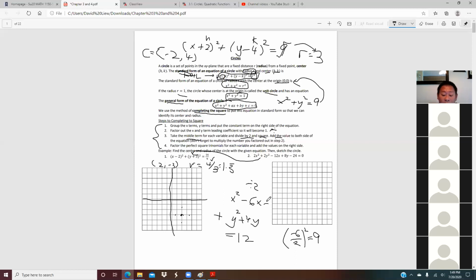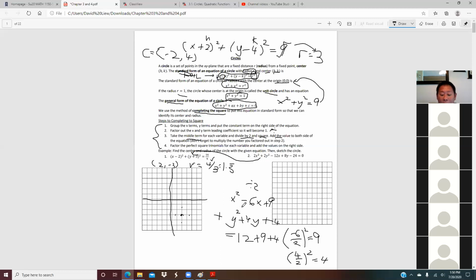So what do I do here is I will add 9 here. And don't forget, this is like an equation. If you add 9 on one side, you also have to add 9 on the other side of the equation. And you also have to do the same thing on the 4, because that's the y term. So you divide by 2 and you square it. So this is 4. 2 squared is 4. So you need to add 4 here. And you need to add 4 here. So this is what we did in step 3. This is what we call completing the square.